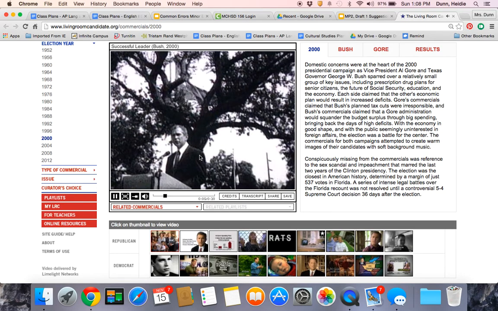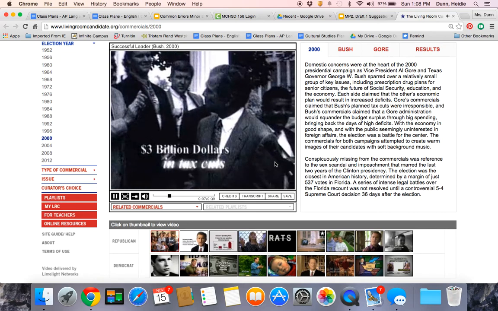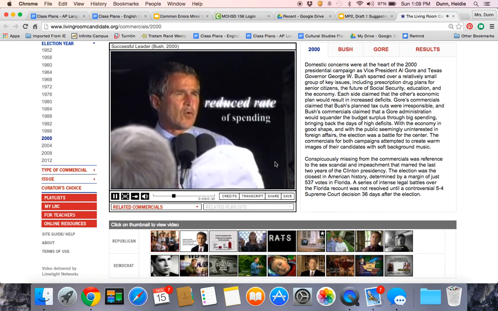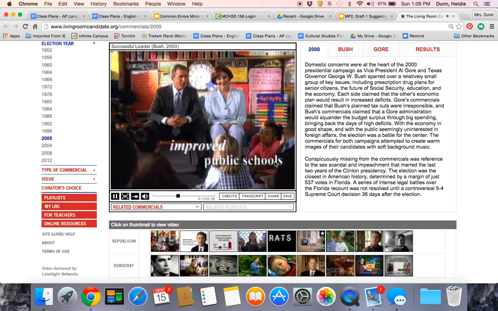As governor, he signed the 2 largest tax cuts in Texas history. He reduced the growth of state government spending to the lowest in 40 years.